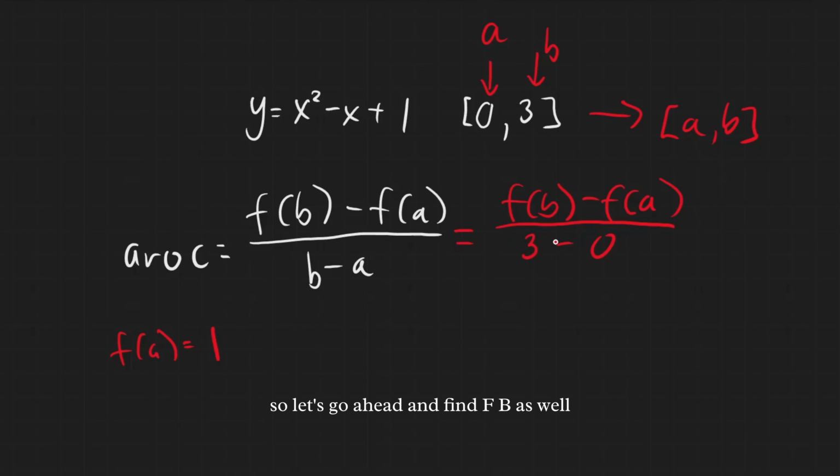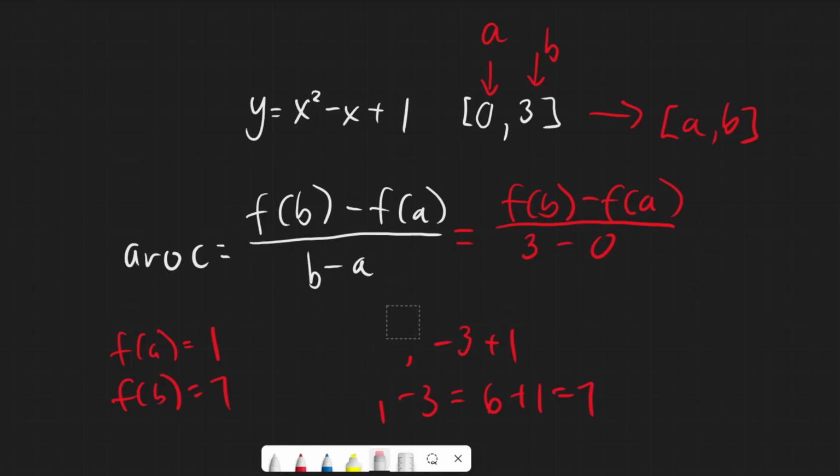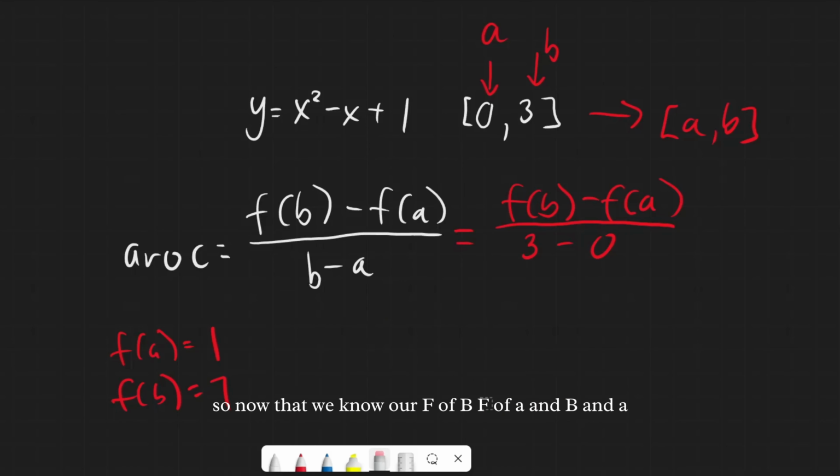So let's go ahead and find f of b as well. So if we plug in 3 for x, we get 3 squared minus 3 plus 1. 3 squared is 9, minus 3 is 6, and 6 plus 1 is 7. So f of b is 7. So now that we know our f of b, f of a, and b and a, let's go ahead and plug all of these into the equation so we can find our average rate of change.